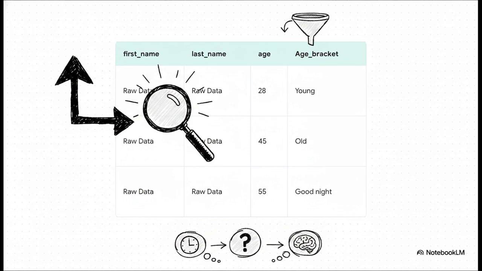It evaluates that 28-year-old and automatically outputs young. It spots the 45-year-old and outputs old. It sees the 55-year-old and says, good night. We're automatically categorizing our colleagues into distinct brackets, and we're doing it without altering the underlying raw data at all.